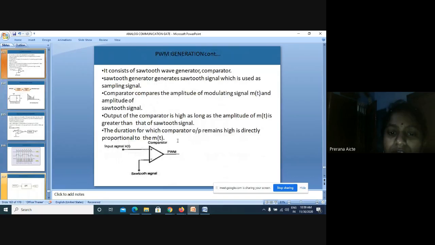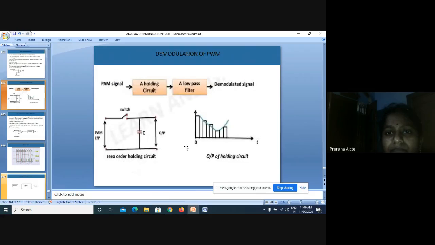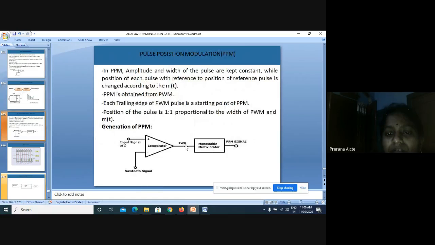Here we make use of a comparator circuit. This comparator compares our input signal with a sawtooth signal, and then we get the PWM signal. When m(t) is greater than the sawtooth, we get a pulse. When m(t) is less than the sawtooth, we do not have a pulse. In this way, we generate our PWM signals. When we give the output of this PWM to a monostable multivibrator, we can generate our PPM signal.